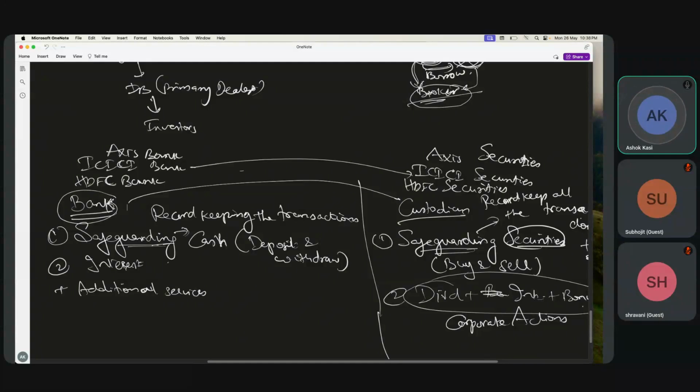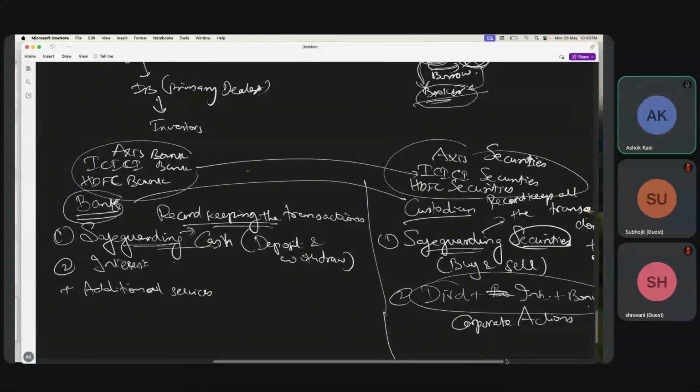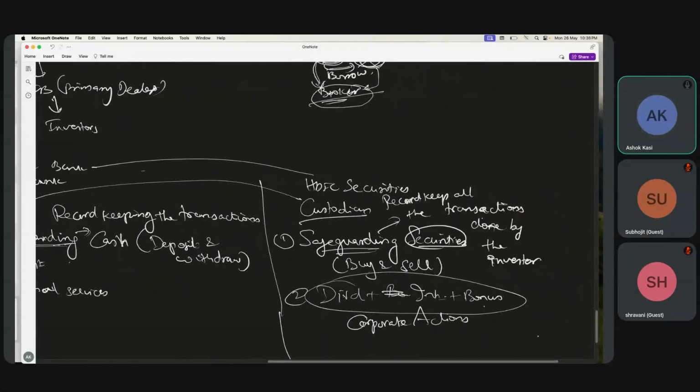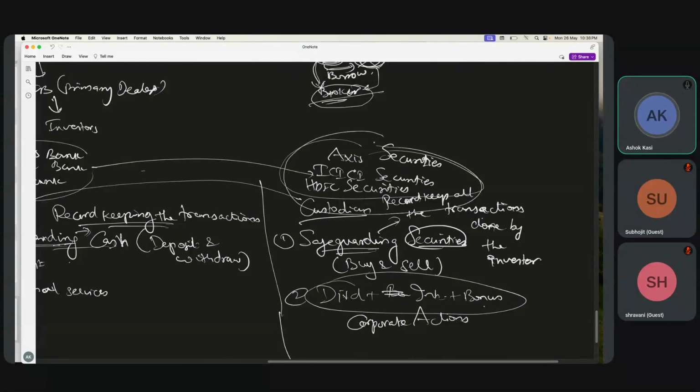Yeah, so that's the reason you will find banks playing both these roles here, because the role is quite similar in terms of safeguarding. Okay, so when they are doing all this work, they are called a custodian. Actually, as I said, custodian is one of the functions of investment banks. So all these are what? All these are Indian investment banks.